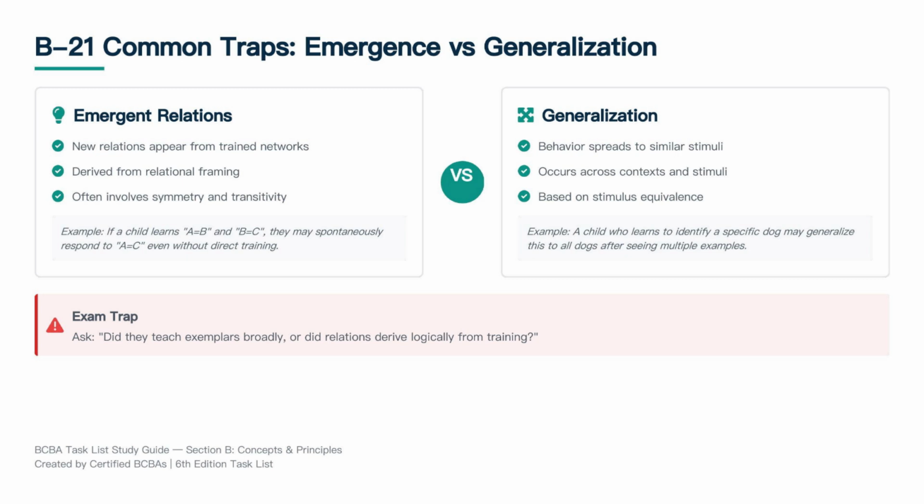A common test trap is mixing up emergence and generalization. Emergent relations are derived from trained relational networks, often symmetry/transitivity patterns, while generalization is when a trained behavior spreads to similar stimuli, settings, or contexts because key features overlap. If the stem sounds like they taught a few links and the rest appeared, think emergence. If it sounds like same skill shows up with new examples after broad teaching, think generalization.